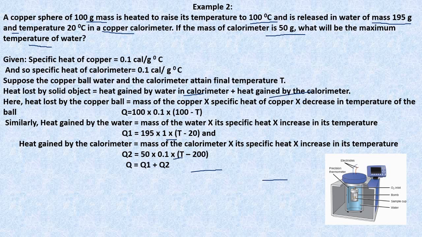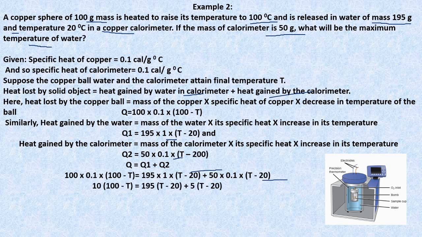So after simplifying, the answer which we get is 10 into (100 minus T) equal to 20 into (T minus 20), which is 210T is equal to 5000. So T will be 5000 upon 210, which is 23.8 degrees Celsius. So the maximum temperature of the water is 23.8 degrees Celsius.